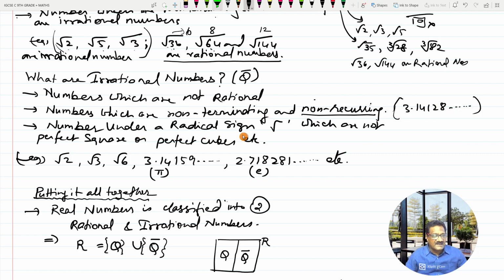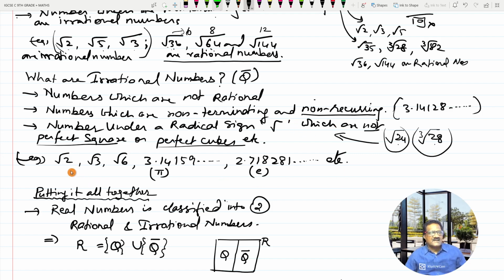Then any number under a radical sign which is not a perfect square or perfect cube. So there will be a radical sign. This is the square root sign, this is the cube root sign. But inside a square root sign, if there is not a perfect square, for example, 24 is not a perfect square. Not a perfect cube, for example, 28 is not a perfect cube. So such numbers which are placed under the radical sign and are not perfect squares or perfect cubes will be irrational numbers. So root 24, cube root of 28 are not rational numbers, they are irrational numbers.